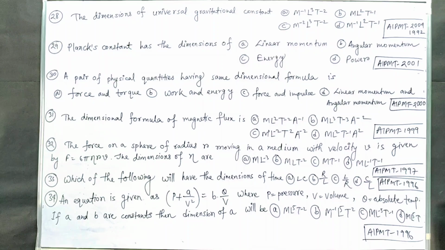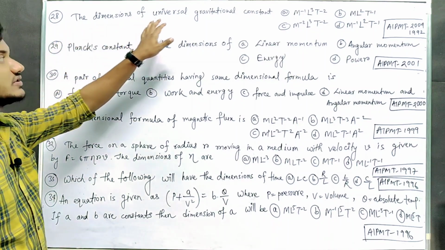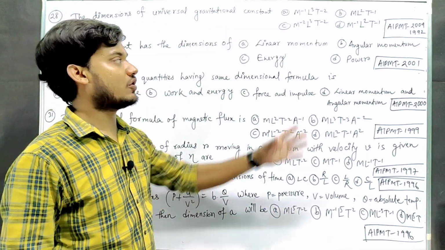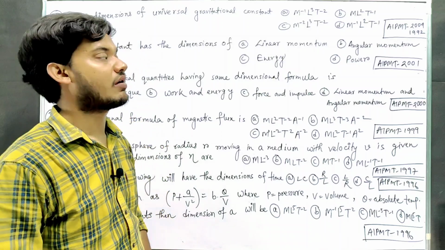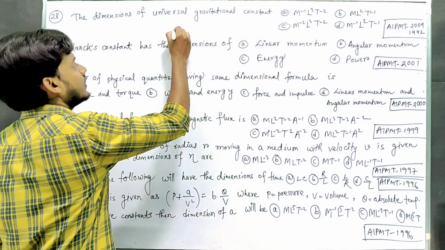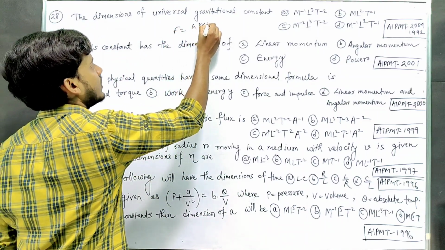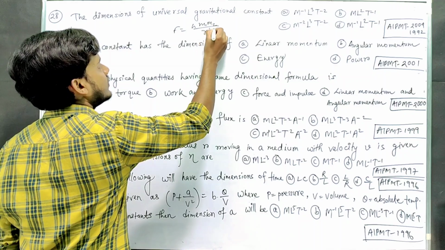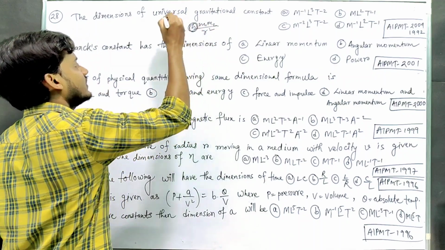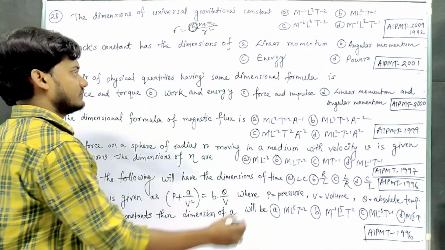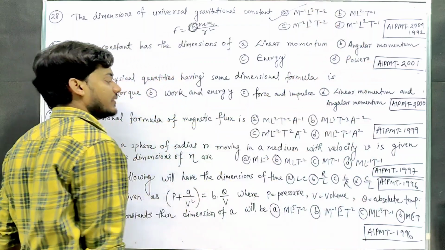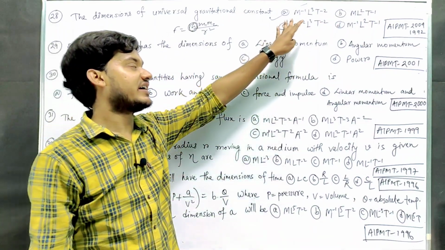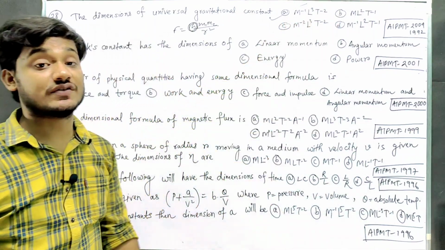Question number 28. The dimensions of universal gravitational constant, options are given. We know F equals G m1 m2 by r square. From here we can find the dimension of G. A is the right answer: M inverse L cube T inverse 2.